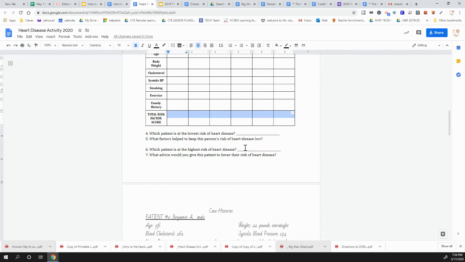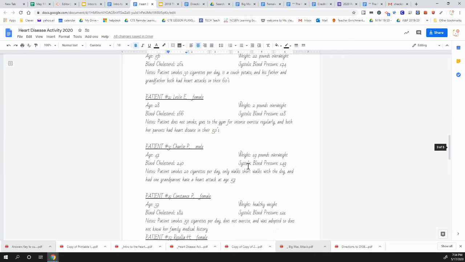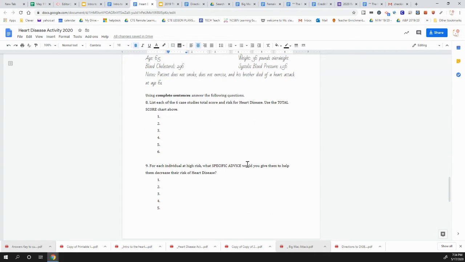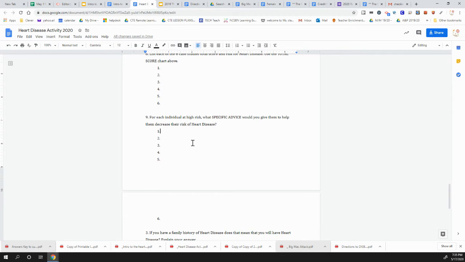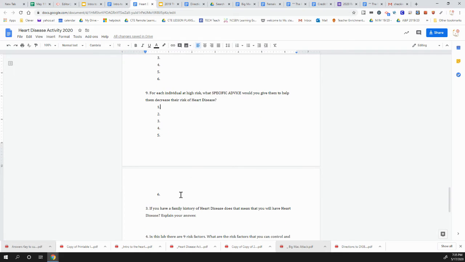Who has the highest one? That's going to be the highest number. Don't forget, there are questions at the bottom. Down here, you're going to write all of your patients and what their total score was. You're going to give each one specific advice, the ones that had a high risk of developing heart disease.